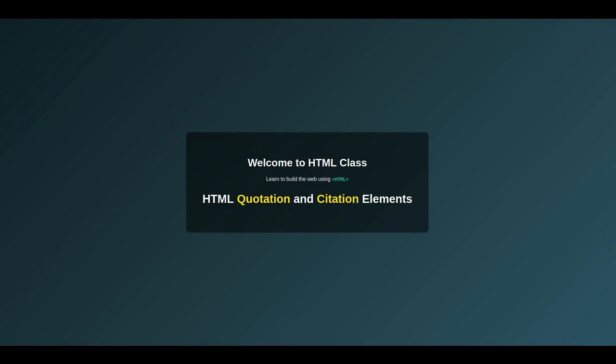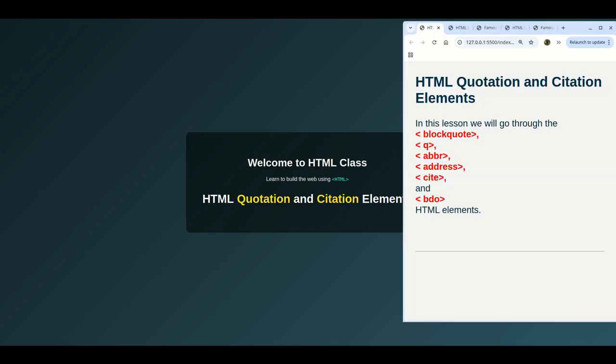In this lesson, we're going to look at HTML quotation and citation elements. What are HTML quotation and citation elements? These are special HTML tags used to display quotes, what someone said, references, where the quote came from, and extra meaning like abbreviation or contact info. They make your content more semantic, professional, and easier for browsers and search engines to understand.